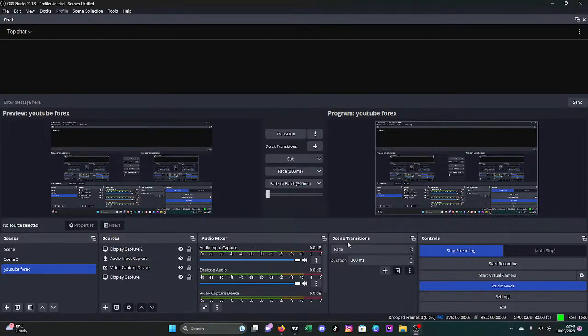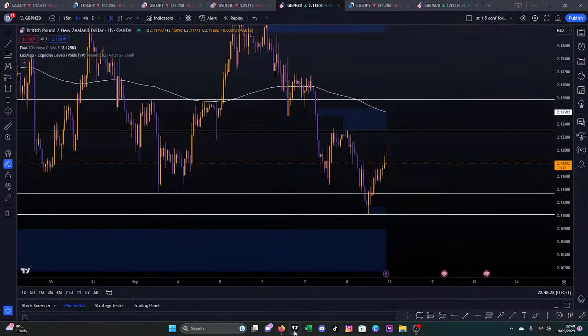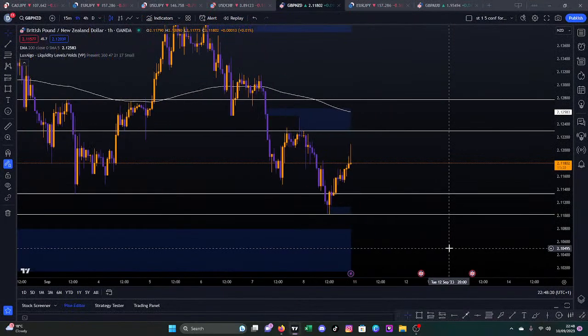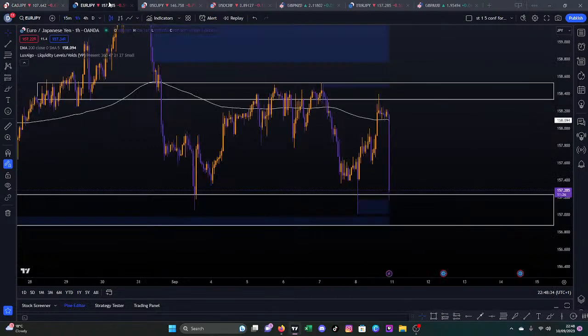Right, let's see. I've got my trade setups for the week going on.